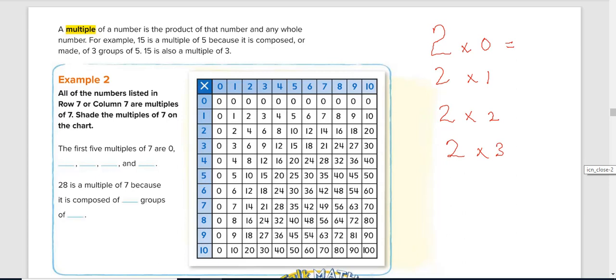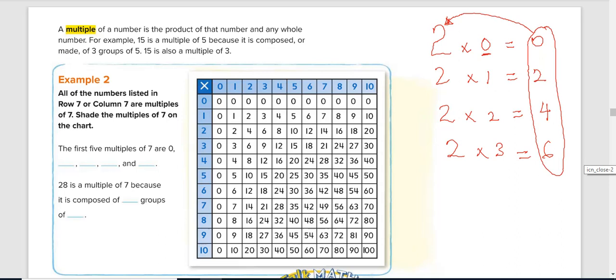Remember, any number multiplied with 0 will give you 0. So 2 times 1 is 2, 2 times 2 is 4, 2 times 3 is 6. The results of the multiplication you get are all multiples of 2. So it's very easy for multiples. To find multiples of a number, start multiplying the number from 0, and the results you get are multiples of that number. So if we look at this now, example number 2, we want to look for the multiples of 7.